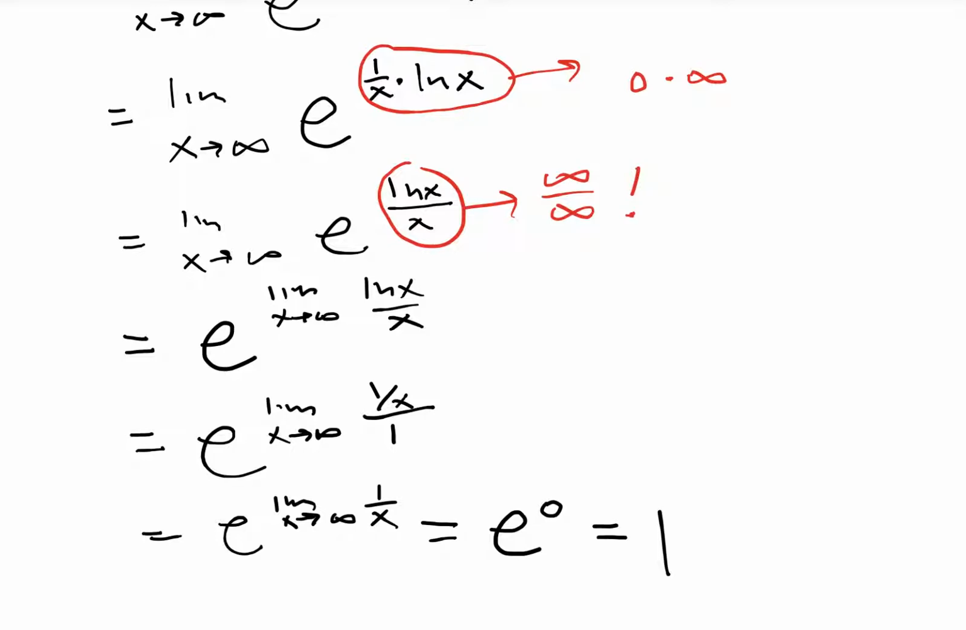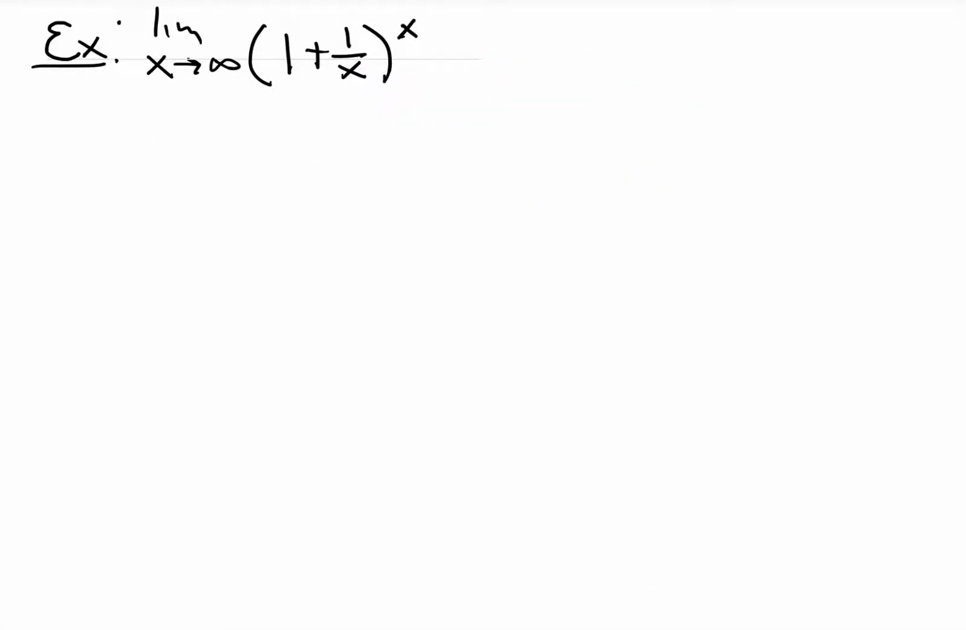Now, just so that you guys have seen a little bit more complicated of an example, let me try one more before I run off here. We will try, and this is a really famous limit in mathematics. You'll hopefully see when we get to the result why. The limit as x goes to infinity of 1 plus 1 over x raised to the x.